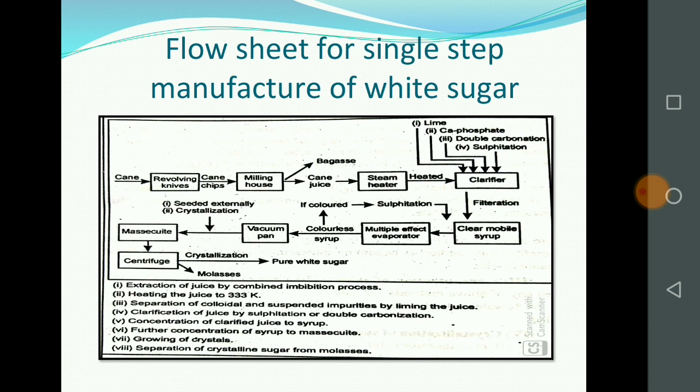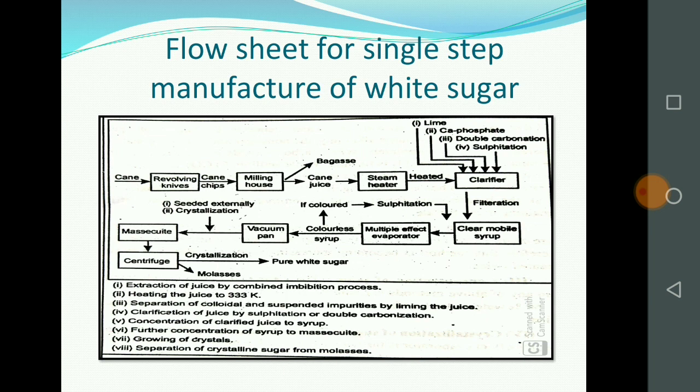Now we discuss some byproducts of the sugar industry. The two important byproducts of the sugar industry are bagasse and molasses.